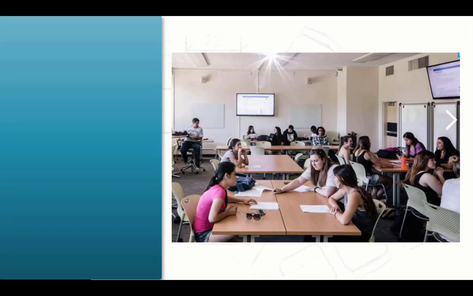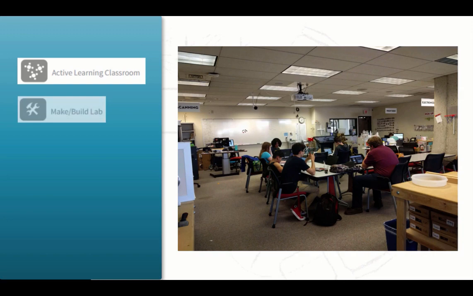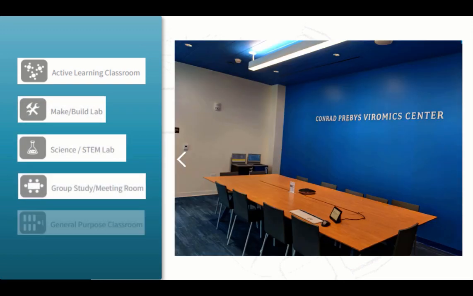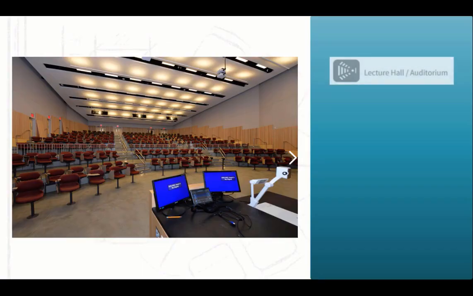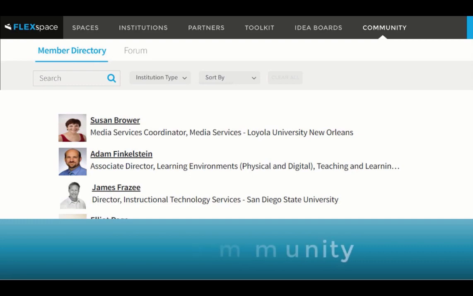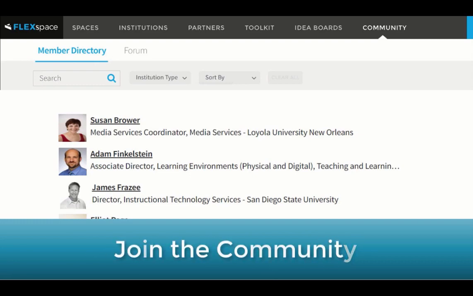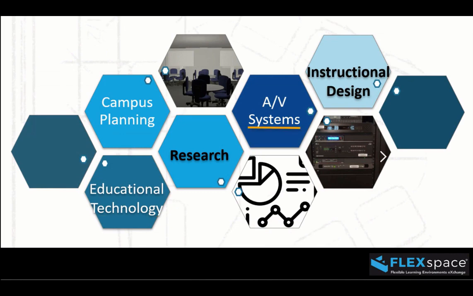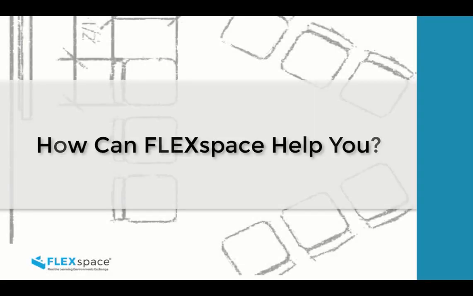It's not just a collection of active learning classrooms. FlexSpace contains all kinds of learning spaces, including maker spaces, STEM labs, group study and meeting rooms, general classrooms, large auditoriums, learning commons, and even transitional and outdoor spaces. The FlexSpace community connects you with others who are focused on campus planning, educational technology, AV systems integration, instructional design, teaching, and research. How can FlexSpace help you?